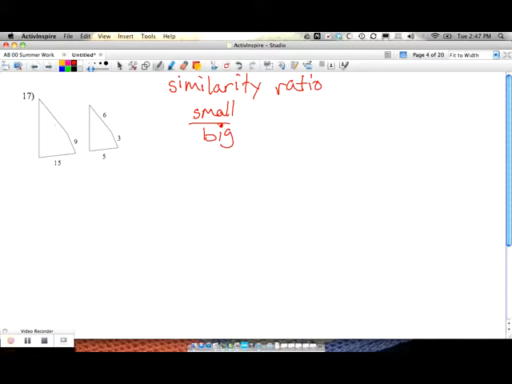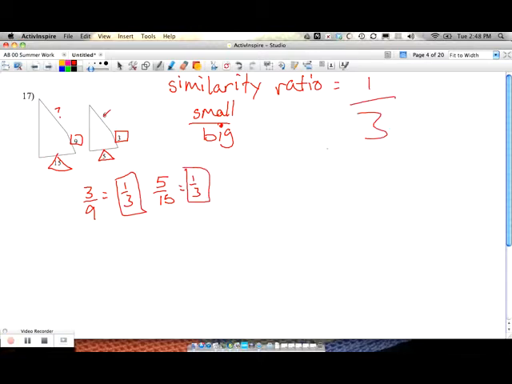That means I got to take one of these small numbers and compare it to the big one that corresponds. So this 6, it doesn't have anything to correspond to, so I'm not going to even pay attention to that. But this 3 and this 9, those correspond, and this 5 and this 15, those correspond. Well, the small one would be 3, the big one would be 9. That's going to be 1/3 if I simplify it. Similarly, if I'd use the 5 and the 15, those would also equal 1/3. So that ratio, that 1/3, that's our similarity ratio. Similarity ratio equals 1/3. Ready, set, I'm moving on.